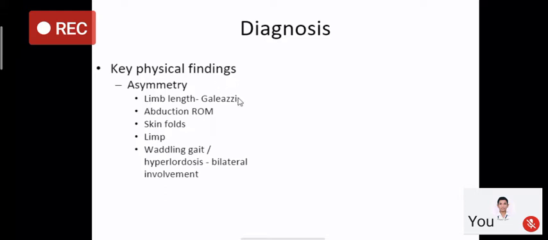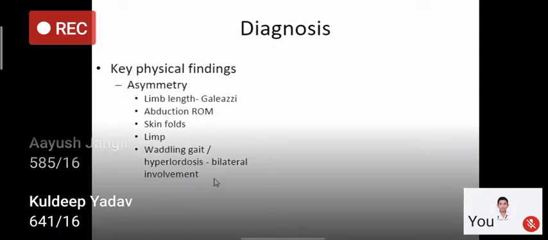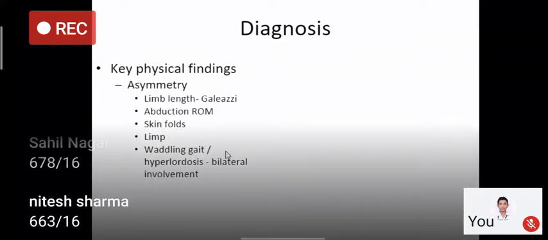Key findings: limb length, Galeazzi sign, abduction range of motion, skin fold. If the child starts walking, there is limp and abnormal gait, and there is hyperlordosis in bilateral involvement. This waddling gait and hyperlordosis is there in bilateral dislocation of the limb. This is again a question asked.